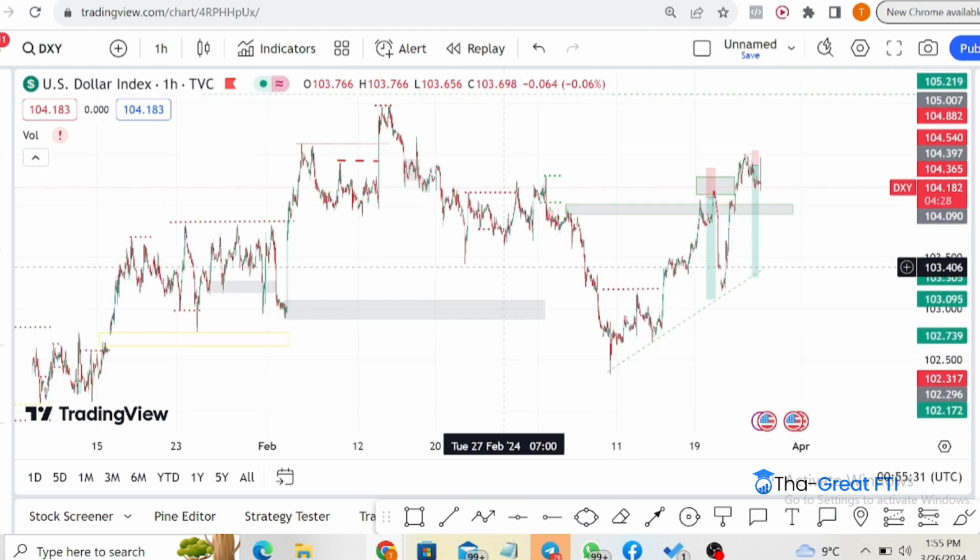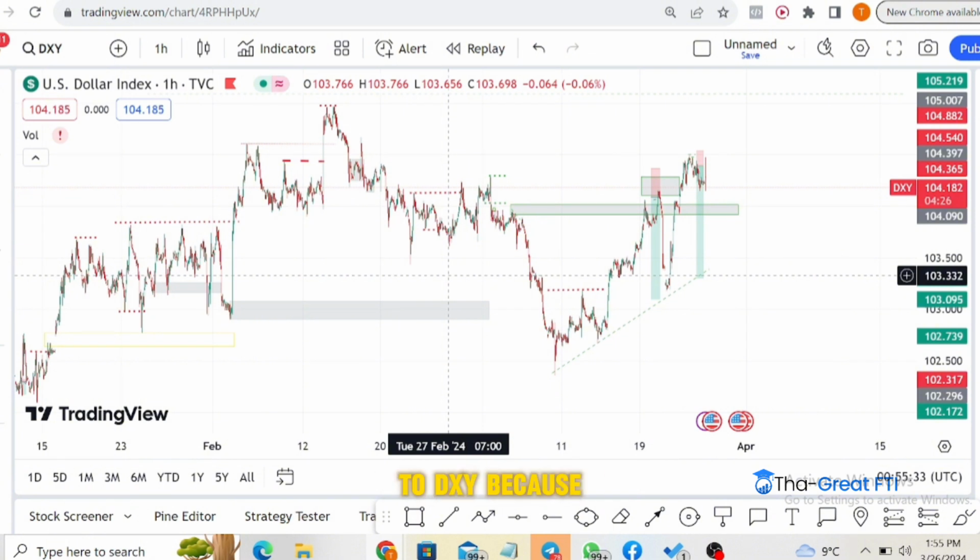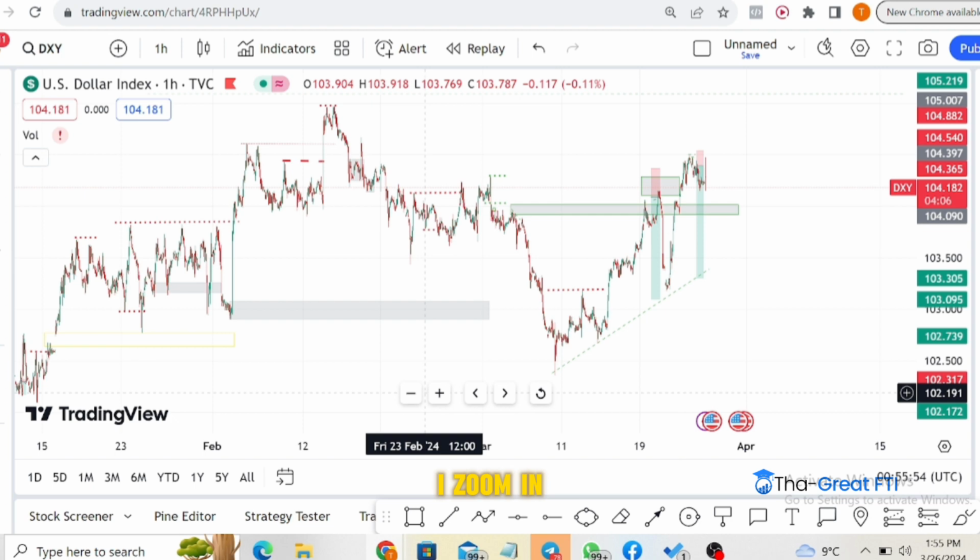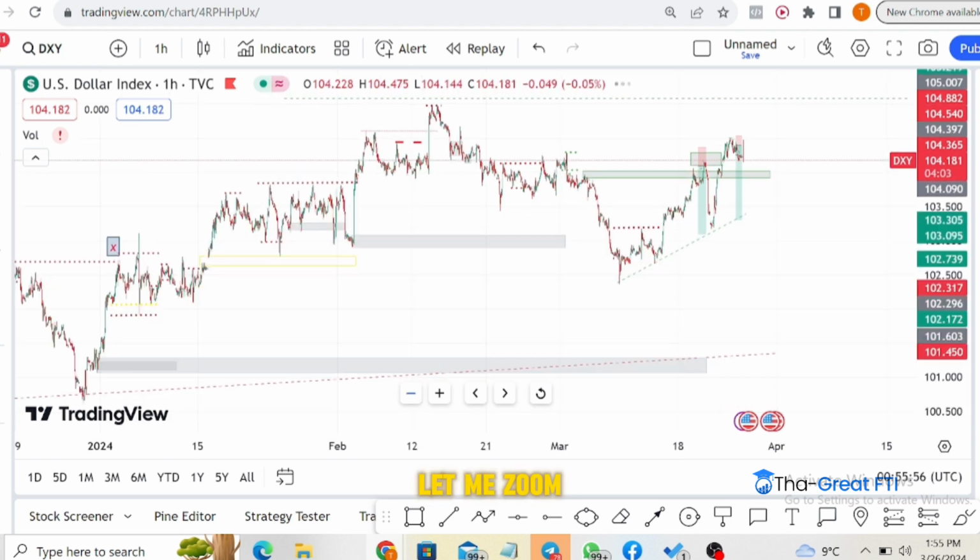I like coming to DXY because DXY is more like my best friend. Reason being, I trade mainly EURUSD and GBPUSD. So DXY has to be your best friend. So as you can see here, if I zoom in, okay, let me first zoom out.